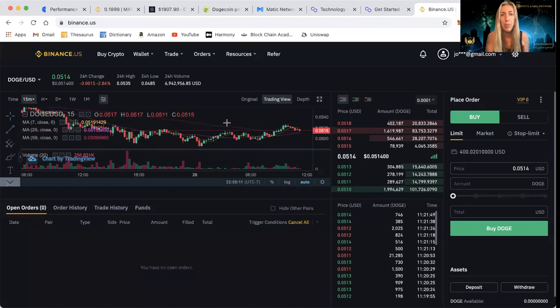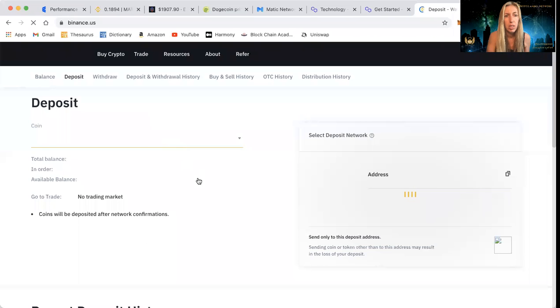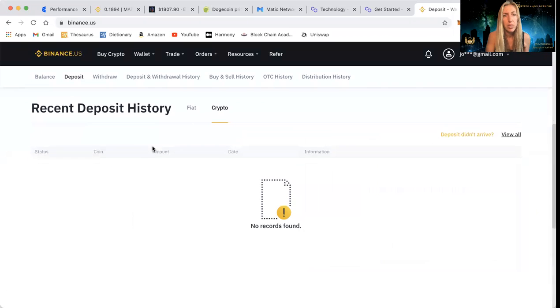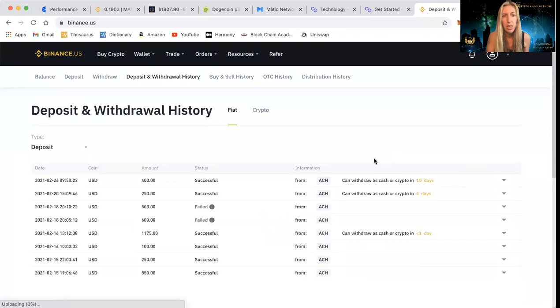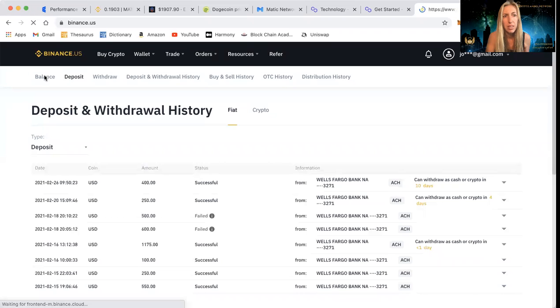So let's now pop back over to Binance and go back over to my wallet of deposits. Let's just see again if we have, how do we get to this recent deposit history. Deposit didn't arrive. View all. I mean, because it is, right? Let's see. No, that's different. Let's go to my balance then.